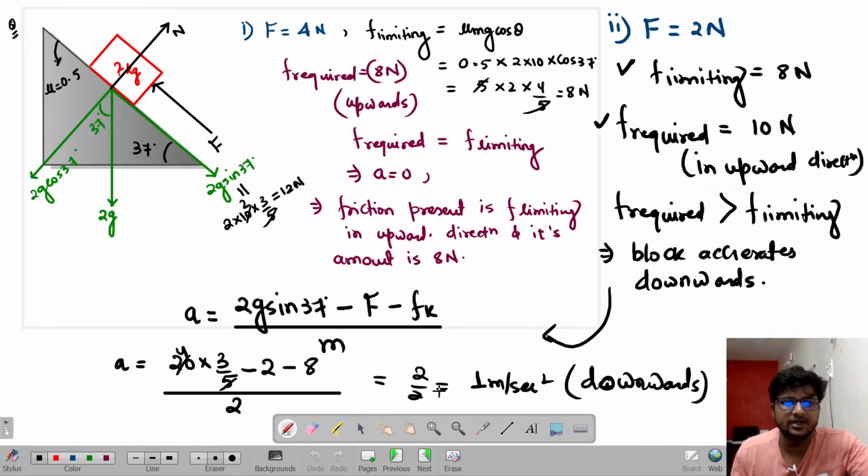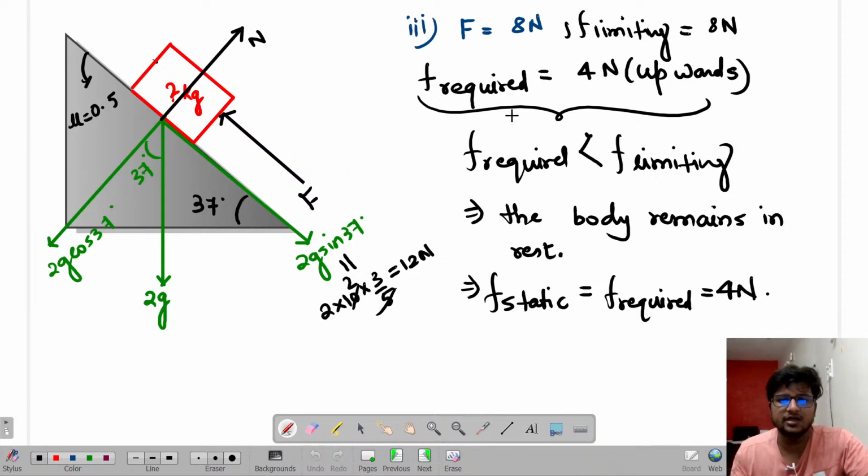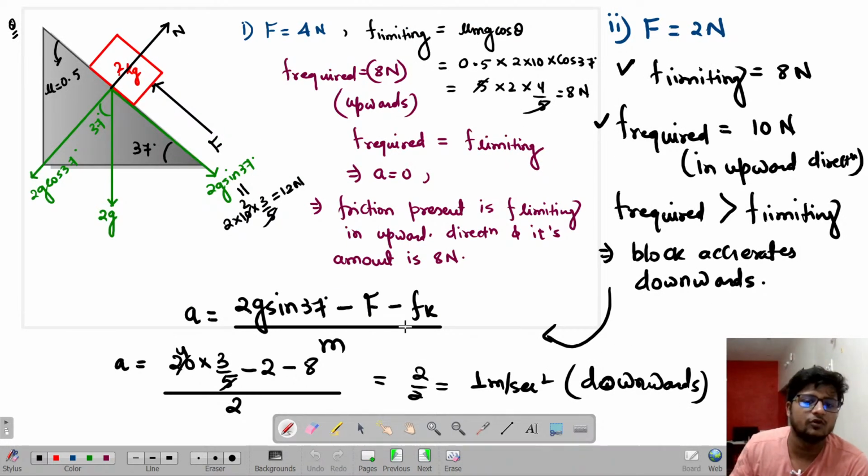I took three different examples for Newton. Here, F required was exactly equal to F limiting, so the body is at rest, but which friction is going to be present? Limiting friction. Here, F limiting is 8 Newton, and F required is how much Newton? 10 Newton. So the body is going to accelerate, the friction will change into kinetic friction, and I can find the acceleration. Is that clear or not? And then I saw the third case where required friction is again less than limiting friction. The body still remains at rest, and static friction is equal to F required, which is how much Newton? 4 Newton. This is what is happening.